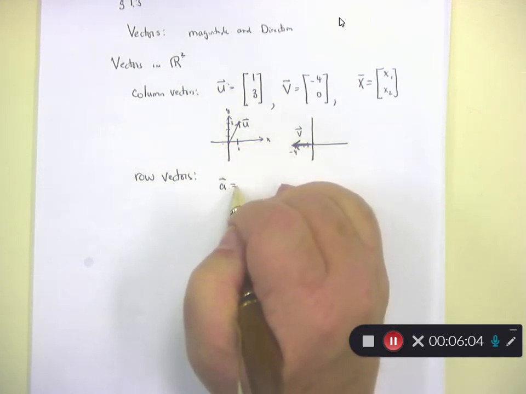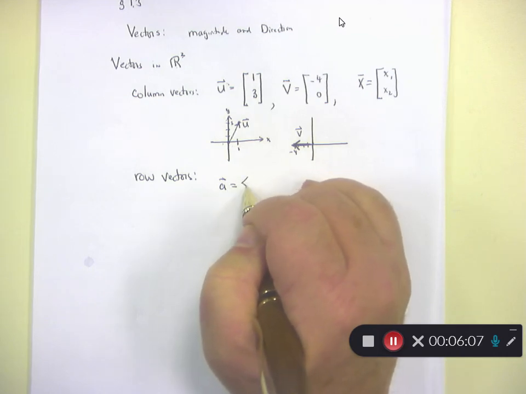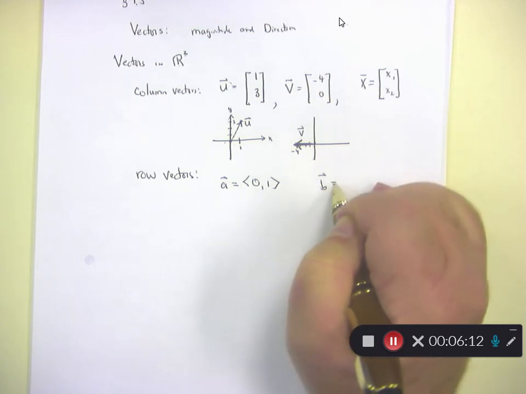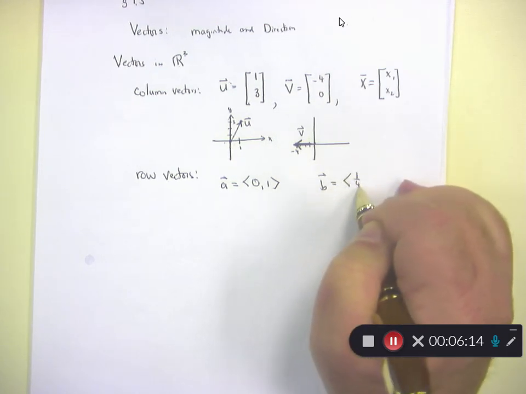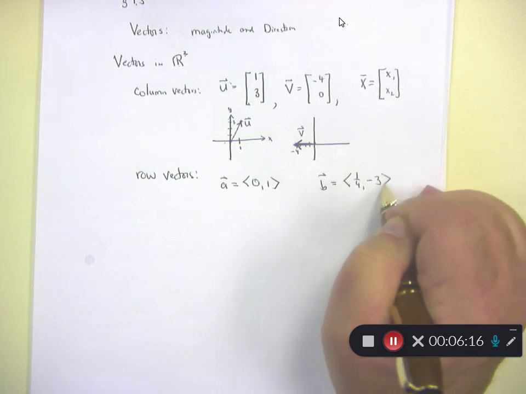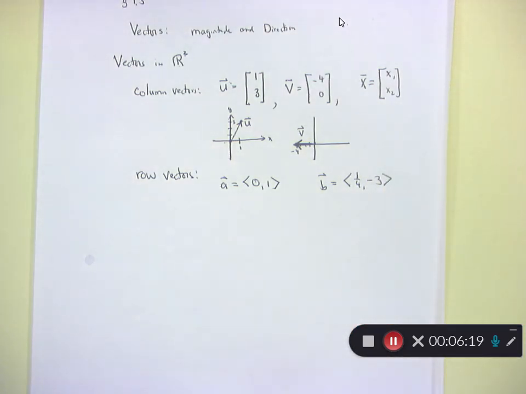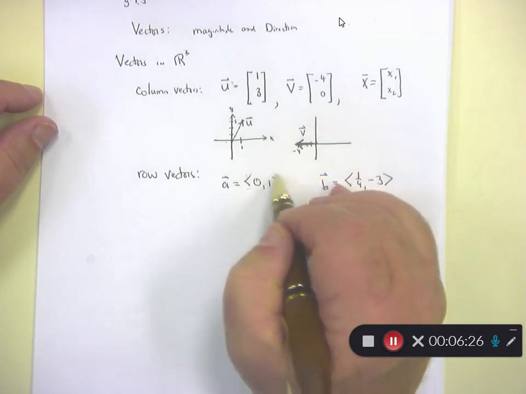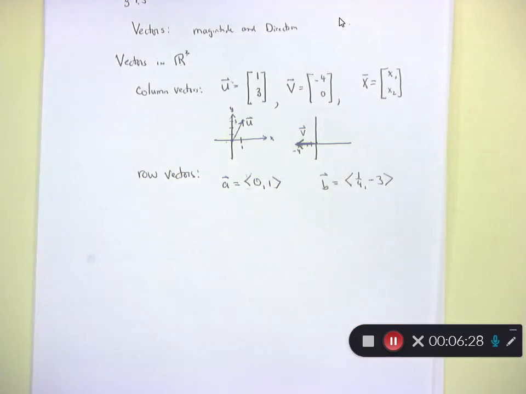Vector A would be 0, 1. Vector B, we can make it 1/4, negative 3. Talk about row vectors, okay? Your book will sometimes put a square bracket, sometimes little pointy brackets. You put some type of bracket around it to notice that it is a, quote, vector. I like the little pointy brackets because I've taught calculus 3 many times, and this is typically the notation we use in Calc 3.